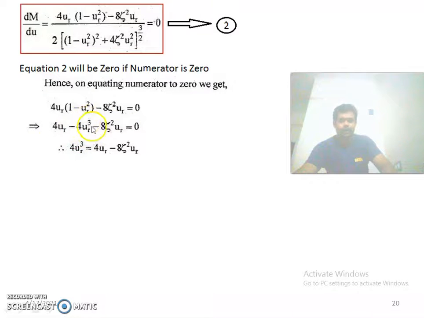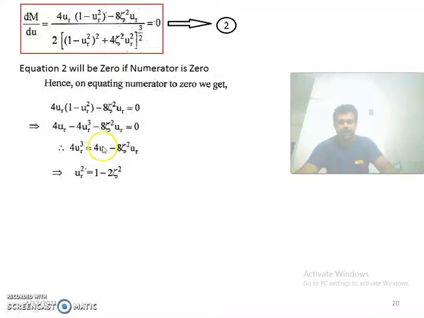Now you are bringing ur cube to the right hand side, so you will be getting 4ur minus 8 zeta square ur is equal to 4ur cube. So here you are having a ur cube and here you are having a ur. While cancelling, here you are having a 4, here you are having a 4, here you are having an 8. So you can cancel, so you will be getting ur square. How it becomes ur square means, here you are having a ur, here you are having a ur; you can take it common and cancel, you will be getting ur square.